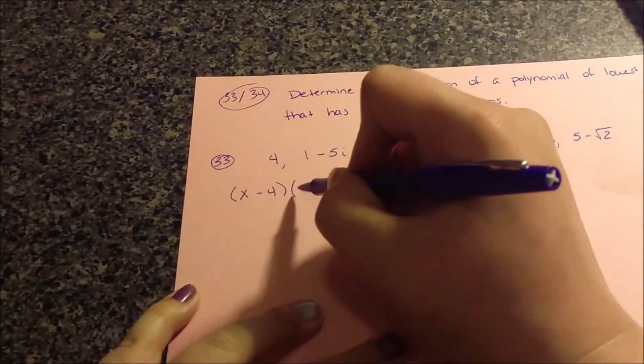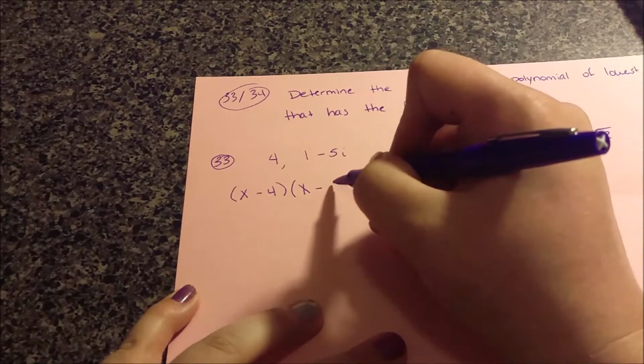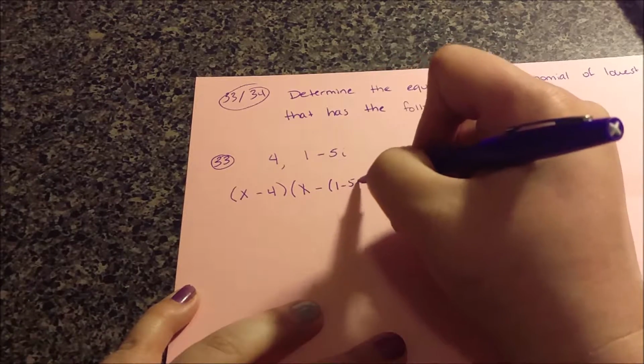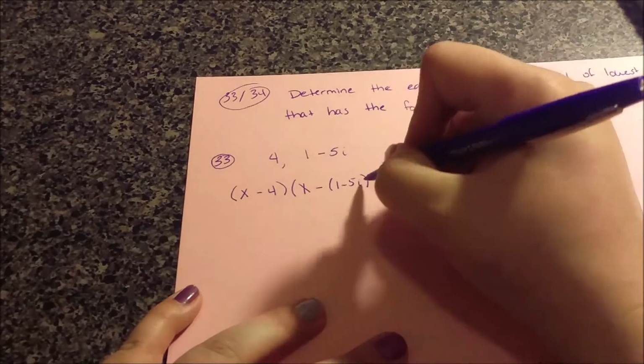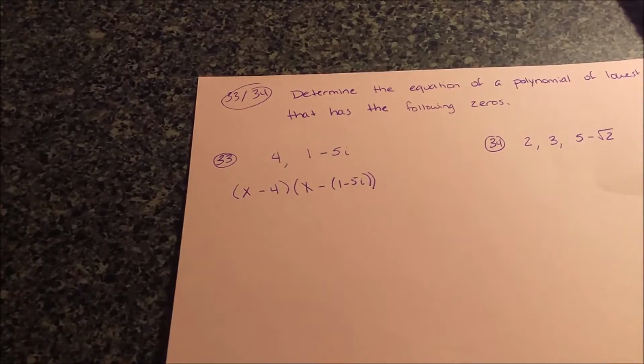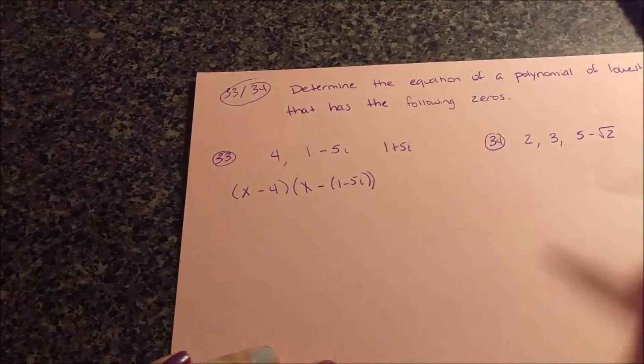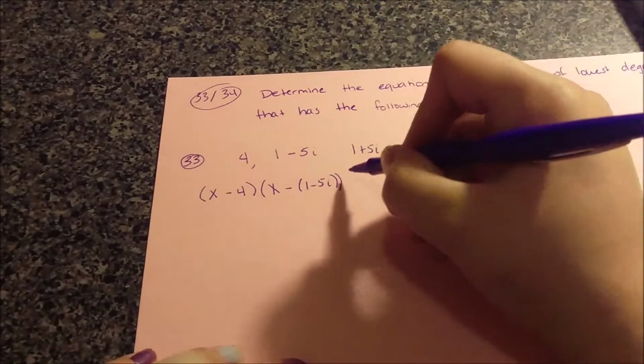Then we also have another factor which gives us the second zero, x minus (1 minus 5i), and that's our second factor. However, even though that is a pretty low degree, it's only degree 2, we can't stop there because of the conjugate pairs theorem. 1 minus 5i must be paired up with 1 plus 5i as well. So that has to be another zero. There has to be at least 3.